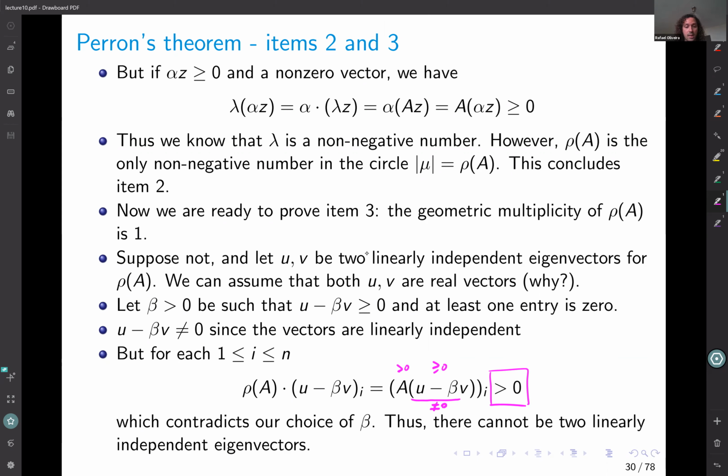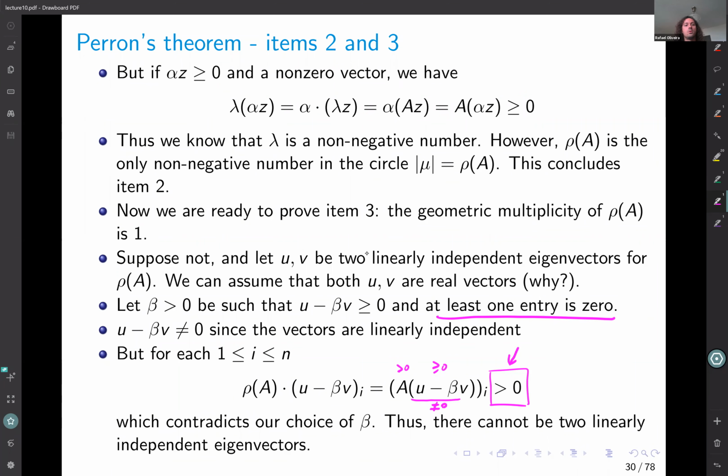So in particular, this cannot happen, because this contradicts our choice of beta. This strict inequality holds for every index i. But we chose beta so that there is at least one entry which is 0. So we're proving that 0 is bigger than 0. That's not true, right? So this contradiction shows that we cannot have two linearly independent eigenvectors. So the geometric multiplicity of A is 1.